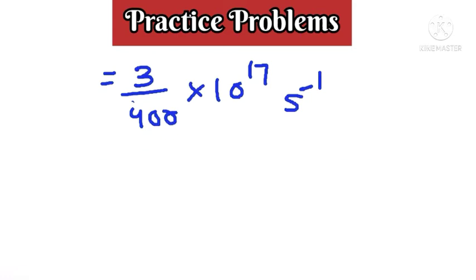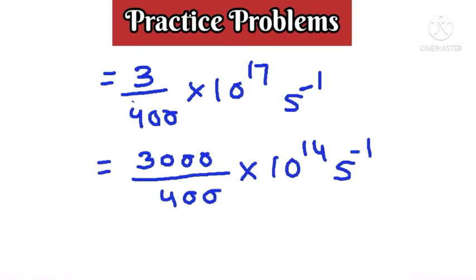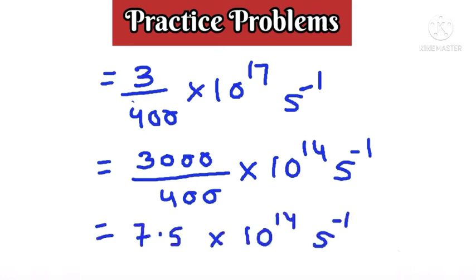Okay, then see the next step. We are converting 3 into 3000 so that it becomes easier to divide 3000 by 400. And since we are multiplying 10 to the power 3 into 3, that's why 10 to the power 17 is becoming 10 to the power 14. Okay, so this is very basic mathematics and you should know this. Okay guys, and finally we are getting the answer to be 7.5 into 10 to the power 14 per second.